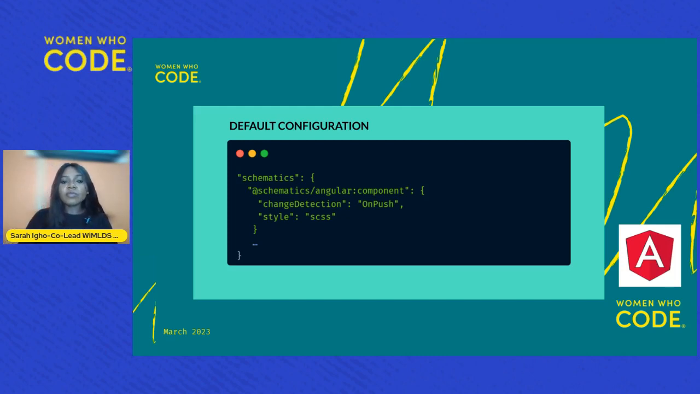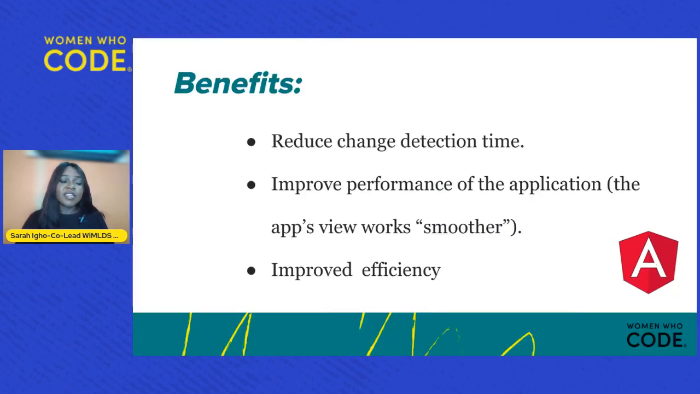But there are some scenarios where the OnPush change detection strategy wouldn't work. But first, let's look at the benefits of why we should use OnPush as opposed to the default strategy. Using the OnPush change detection strategy will reduce change detection time, right? It will also improve performance of the application, right? And it's more efficient as opposed to using the default strategy, because it can reduce battery consumption on mobile devices.